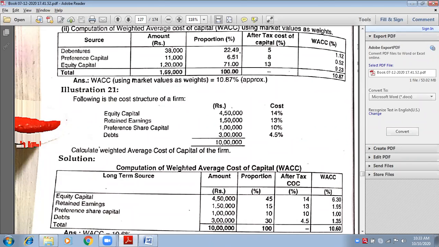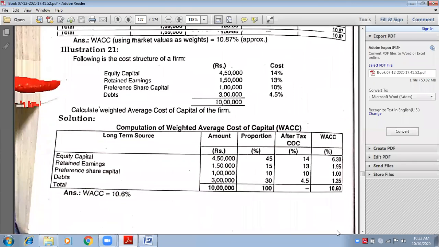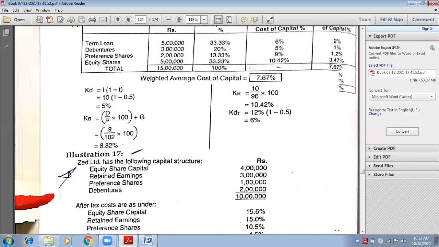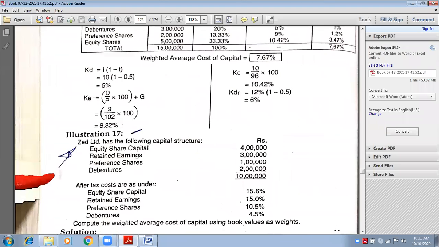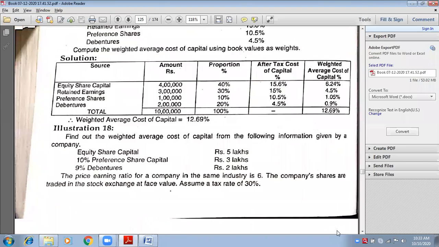If I don't get the time to check, at least you should know whether your answer is right or wrong. 10.60. Have you calculated this answer? Okay. Which other sum was homework? 17th. Let me see. 12.69. Yes, 12.69% is your answer. Therefore, WACC is equal to 12.69%.